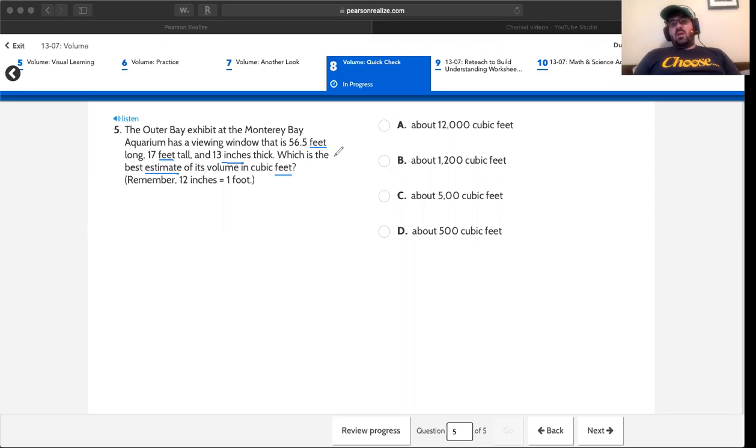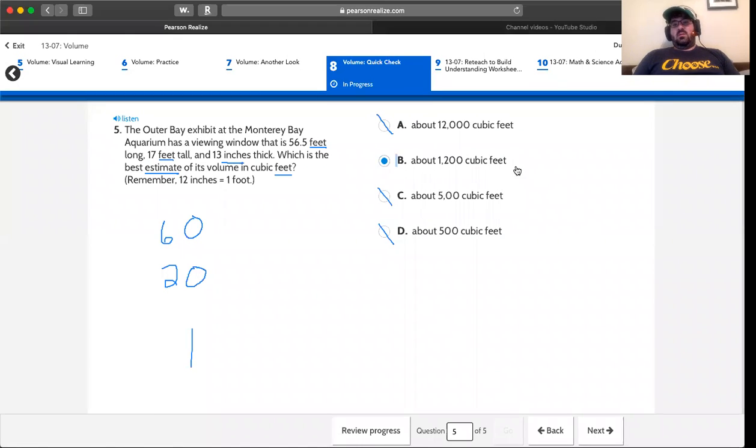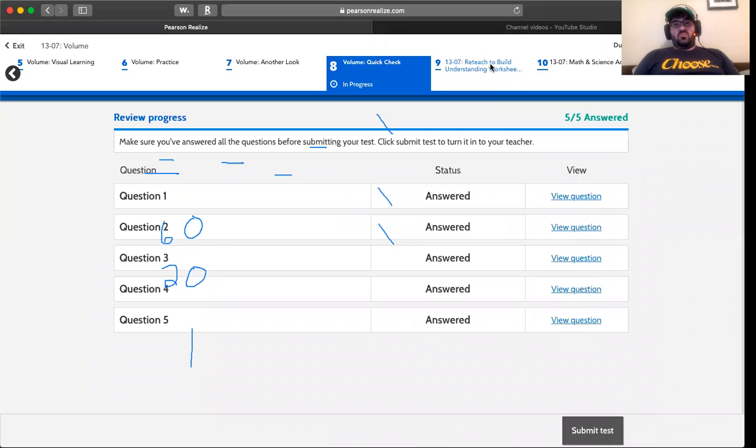So then I would just round 56.5. An easy number I could round that to is 60. 17, I could round to 20. And 13 inches, that's kind of like 12 inches, which is 1 foot. So then I would just multiply 60 times 20. Remember, we could do 6 times 2 is 12, add the 2 zeros. So I'm looking for a 12 with 2 zeros. That's 12 with 3 zeros, too big, not close. And so my answer is B, 1,200 cubic feet. Now, moment of truth, let's see if I got my answers correct.